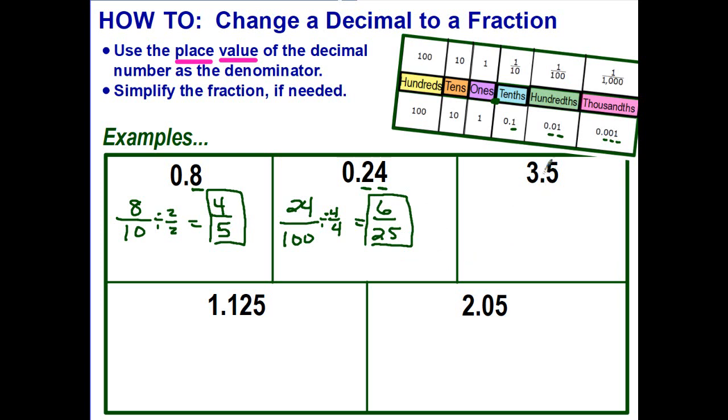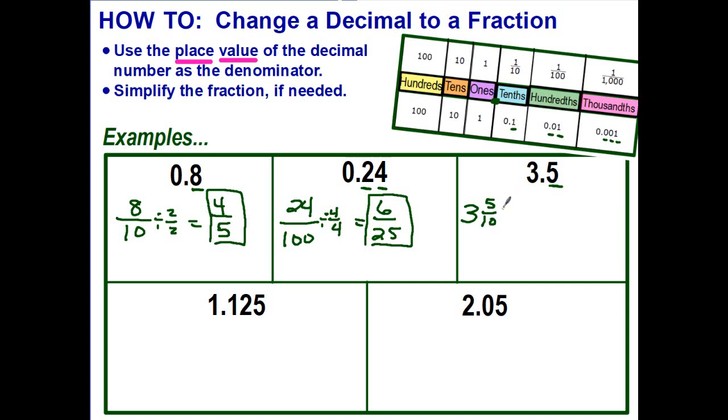Our next example, what's different about this one? It has a whole number. So what kind of fraction are we going to be writing? A mixed fraction, a mixed number. It's going to have a whole number and a fraction. So I'm going to go ahead and put down my whole number, and then I'm going to look at my decimal value. There's only one decimal place value, which means it's going to be tenths. So this is read as 5 tenths.